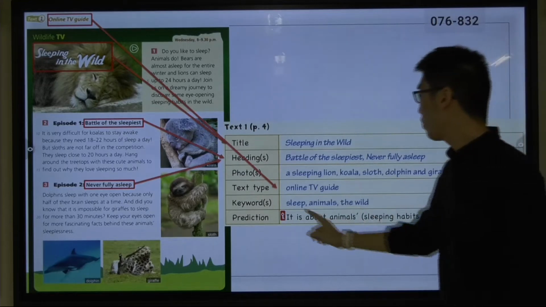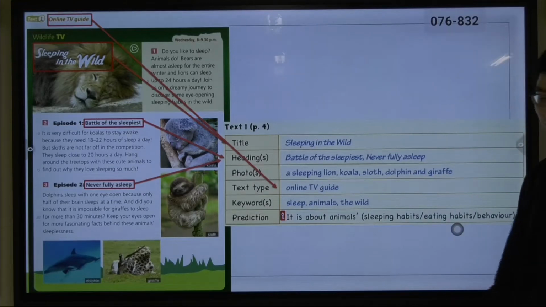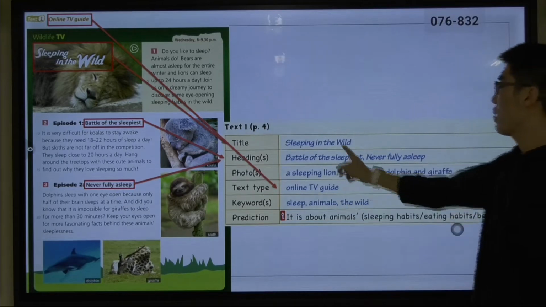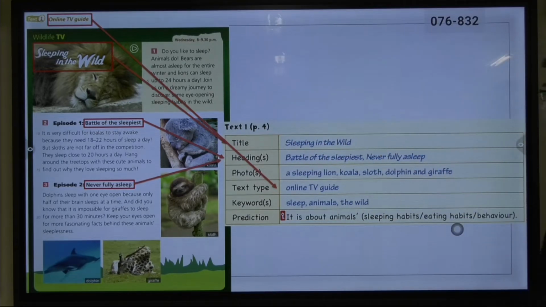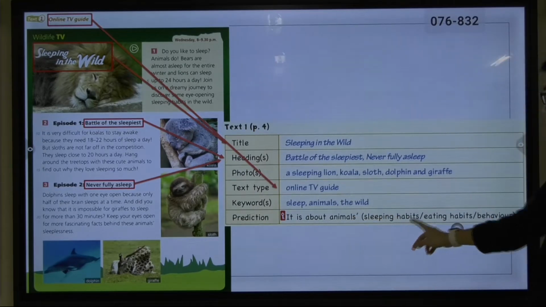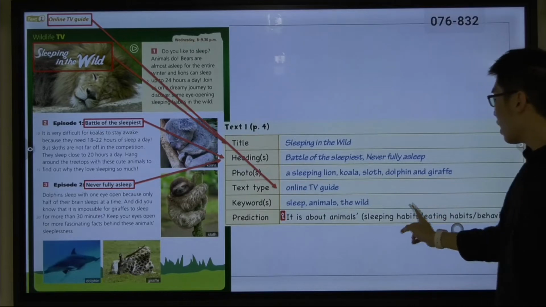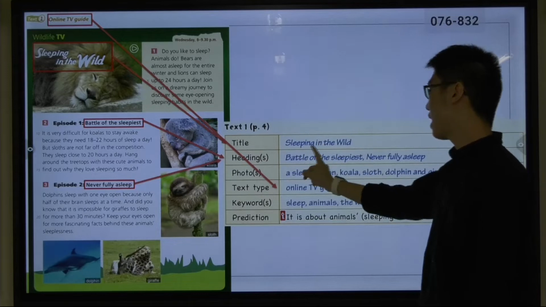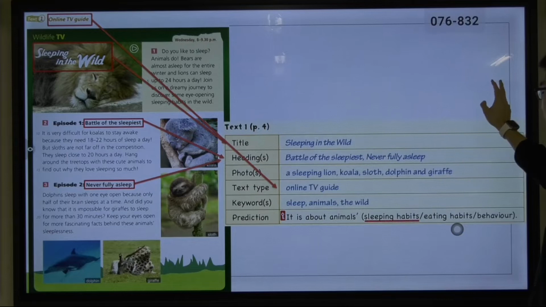Okay. So for the prediction, 預測. So what do you predict this paragraph or this article will talk about? Let's say sleeping, wild animals, different blah blah blah. So it is about the animals' sleeping habit, eating habit, or behavior. So habit means 習慣. So you can see the title already said sleeping. So probably we can choose the sleeping habit rather than the other 2 answers. Okay.